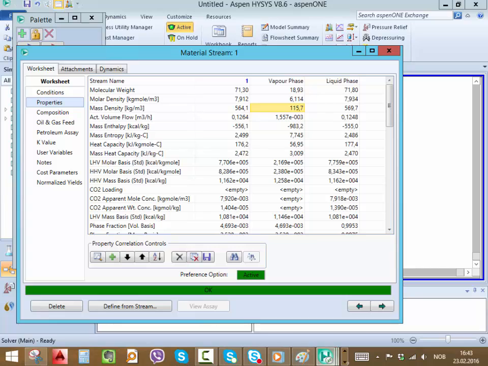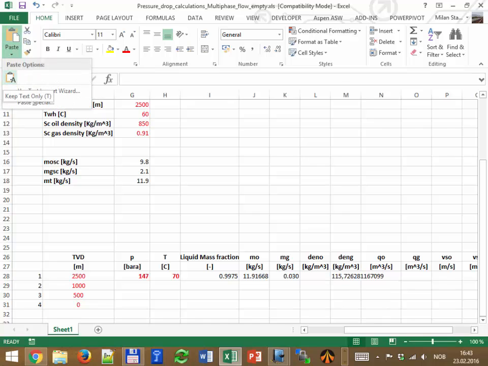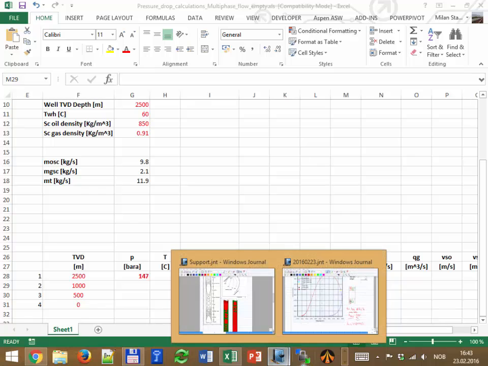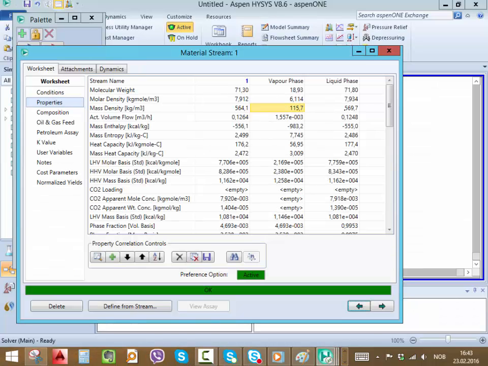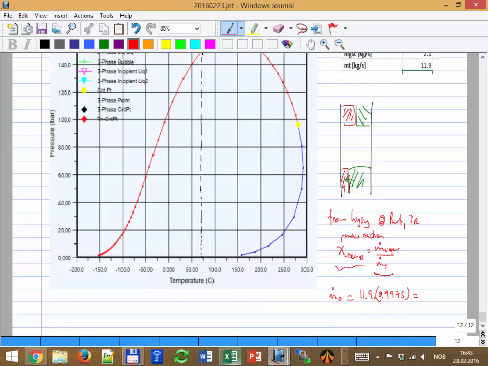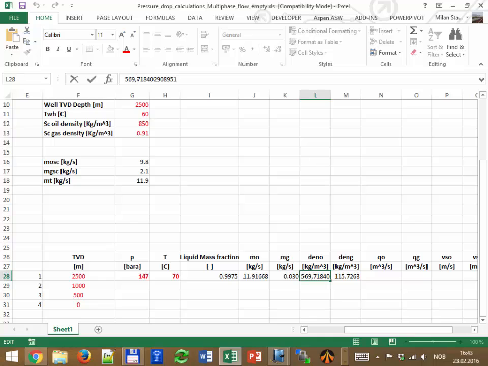So I'm going to copy that. Density of the gas. Okay, that should be a point. We're working with points. And the density of the oil, 569, is a very, very light density. Okay, now I have the mass flow at that local rate, I have the density at that local condition, so what can I calculate with these two? The local volume flow rate, okay?